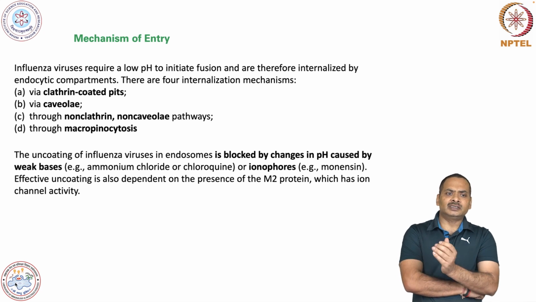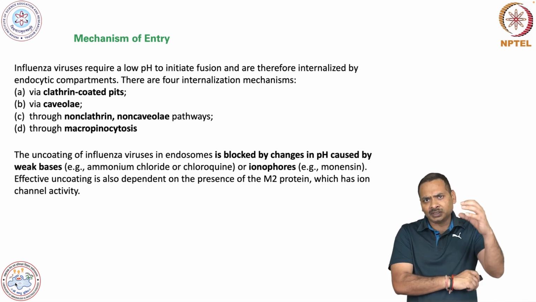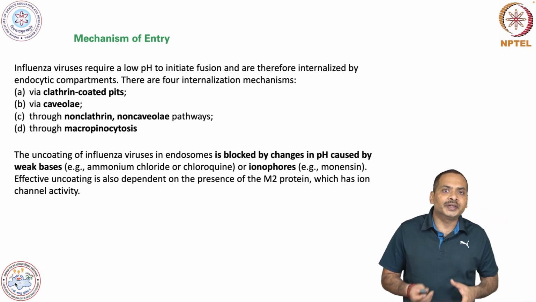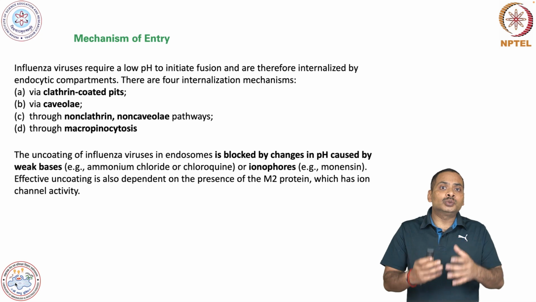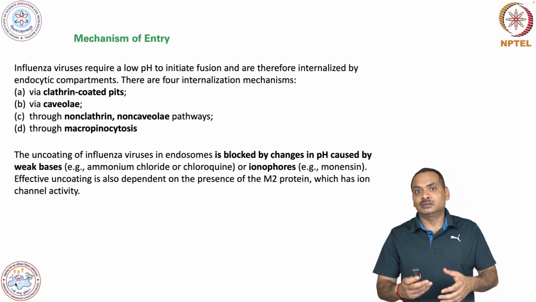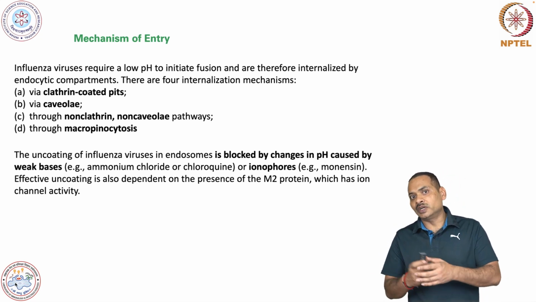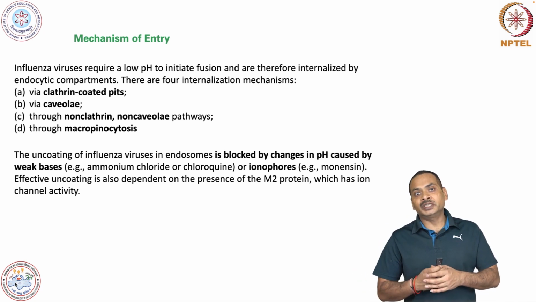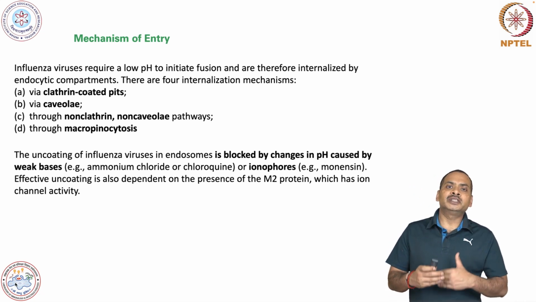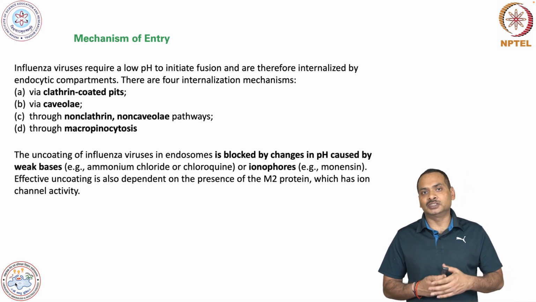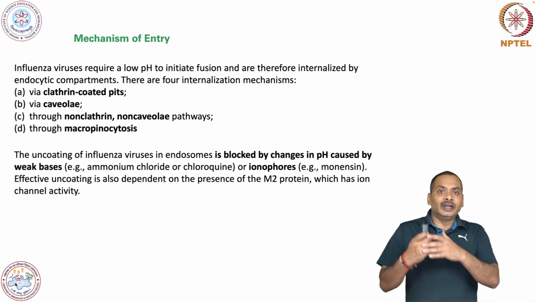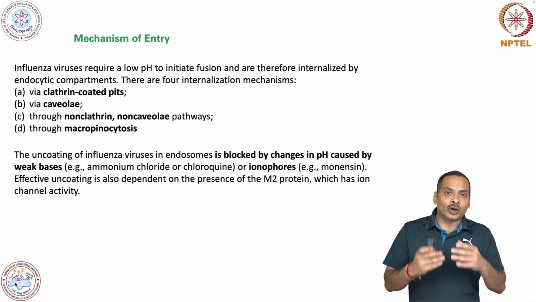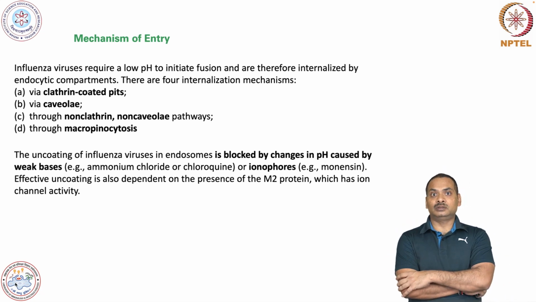And basically the uncoating of influenza virus. Once they enter the cell, there is a need for uncoating of this virus in order to release the RNPs, so that these RNPs will move to the right place and then there will be transcription in order to make the protein, as well as there will be a need for making more copies of this genome. And all those things will be initiated when the virus is uncoated.